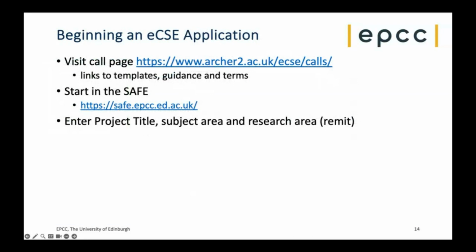So to begin an application, go to that eCSE calls page on the ARCHER2 website. That links into the templates, the guidance, and the terms document. Start a proposal in the SAFE. To start with, all you need to do is enter a project title and subject area and research area, and that gets you started with the project. Actually, I think at the moment you can't add the subject area, but that will go in very soon. But you add the project title and the research area.